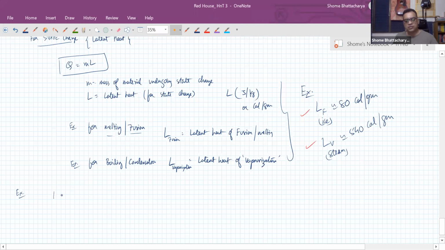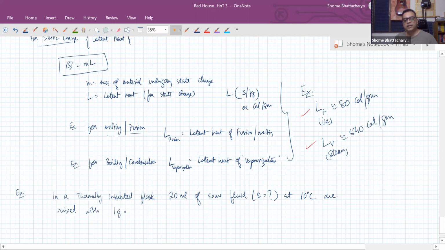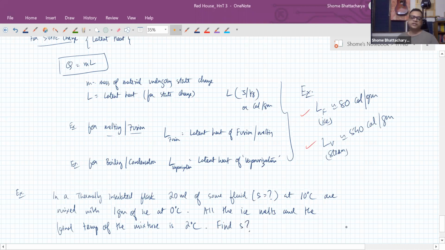So what is happening is, in a thermally insulated flask, 20 milliliters of some fluid, its S is unknown, at 10 degrees C are mixed with 1 gram of ice at 0 degrees C. All the ice melts and the final temperature of the mixture is 2 degrees C. So find S, the specific heat capacity of the unknown liquid.